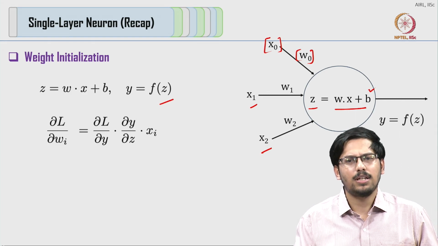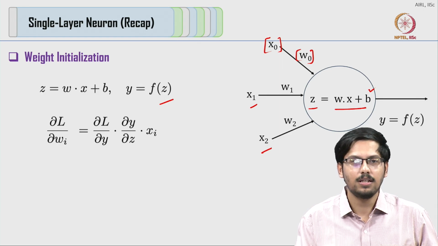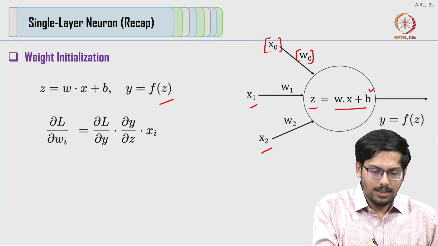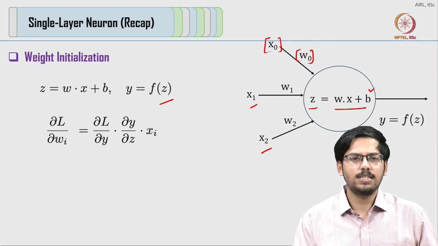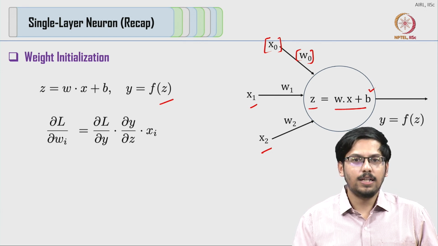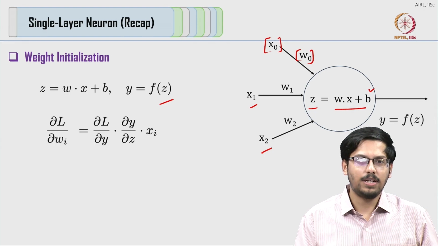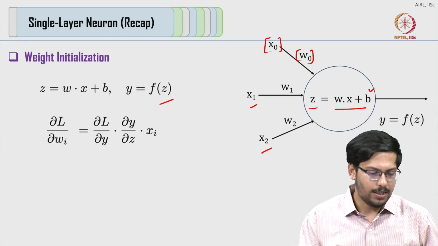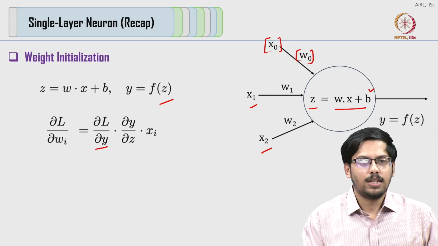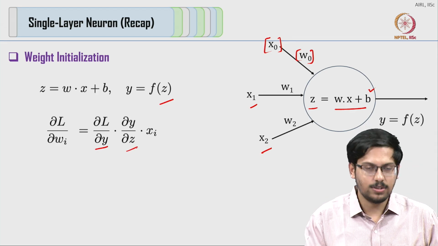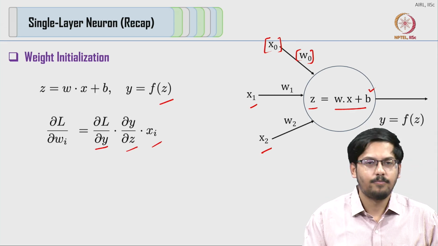In this particular example, let's keep the activation function as a linear function, which is why y is equal to wx plus b. Now using the chain rule, relating it to the loss, we can write dou L by dou w is equal to dou L by dou y times dou y by dou z times xi.